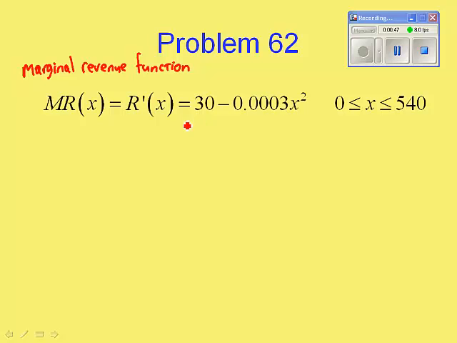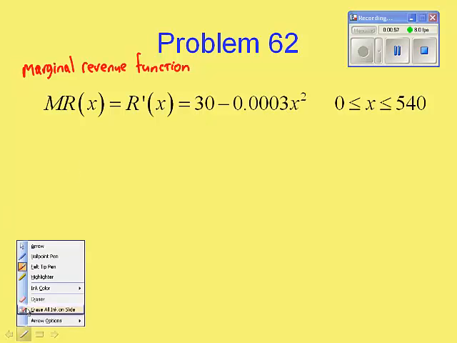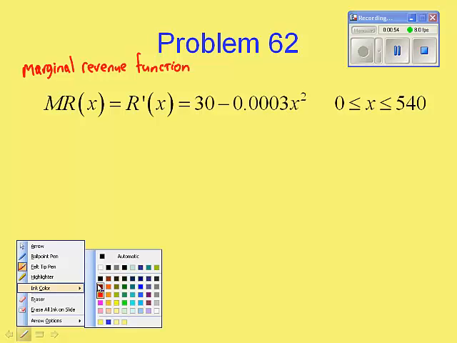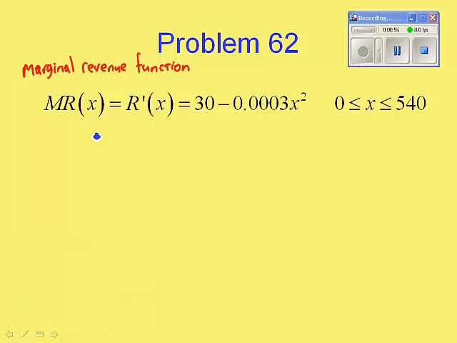Oh, and one thing I like to do when I do problems like this is I always want to write down what my variables represent here. So like x, what does x represent? Well, we have to read it. Okay. X is the number of sunglasses produced.